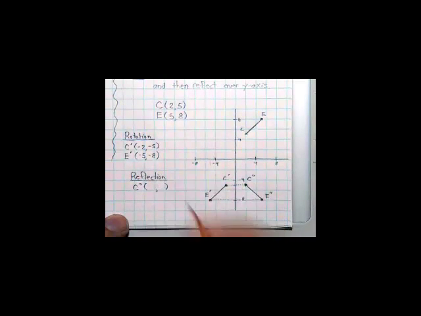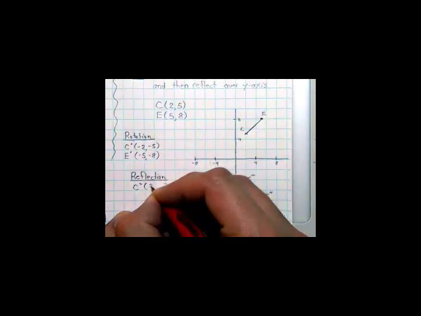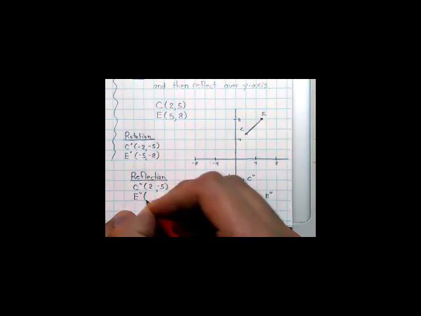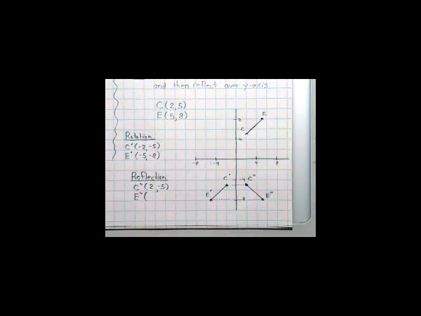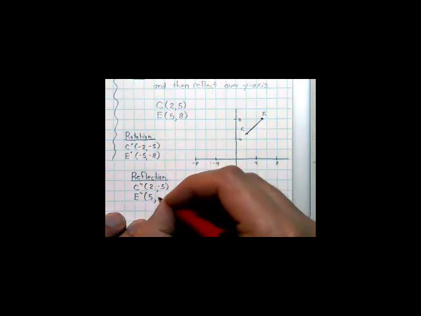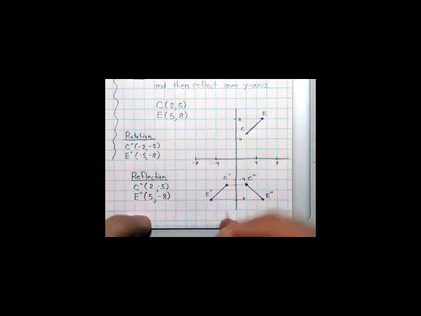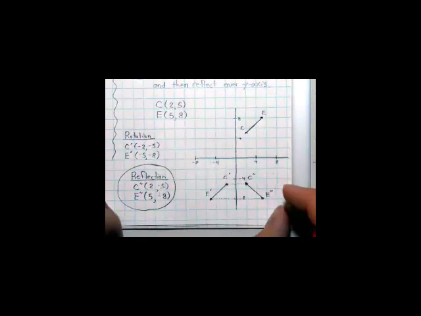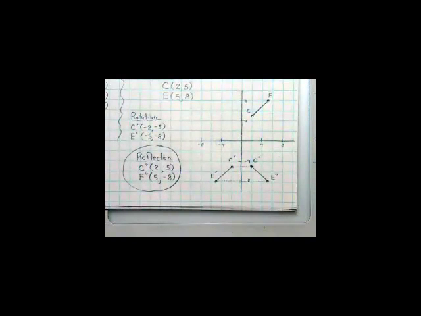Okay, so what are the coordinates of C double prime? Where's it at? Yeah. 2, -5, right? And what are the coordinates, somebody else, of E double prime? Yeah, Savannah. -8, yep. So this would be your final answer after that reflection. Those are the coordinates that we had.